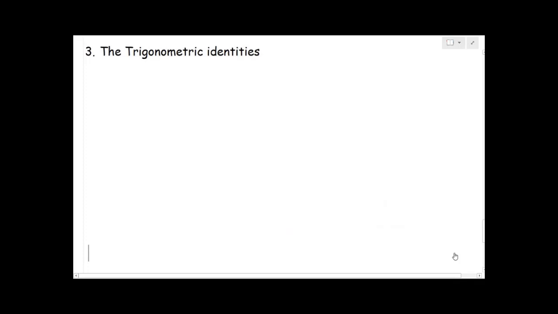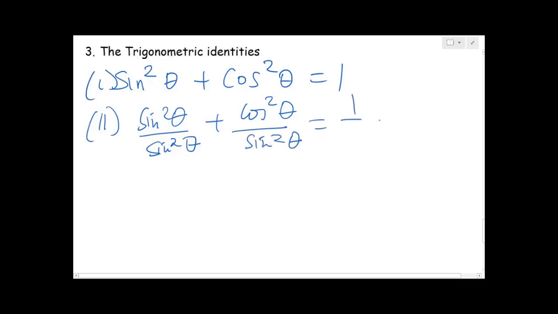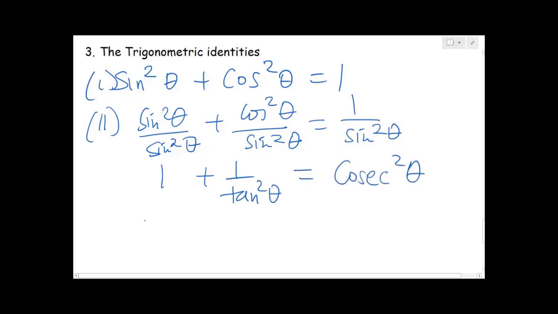The third idea to consider involves the trigonometric identities, where we have sine squared theta plus cosine squared theta is equal to 1. From this identity, if we divide throughout by sine squared theta, we get sine squared theta divided by sine squared theta plus cos squared theta divided by sine squared theta is equal to 1 over sine squared theta. The first term reduces to 1, the second term reduces to 1 over tan squared theta, and the right hand side reduces to cosecant squared theta, which can also be written as 1 plus cotangent squared theta is equal to cosecant squared theta.